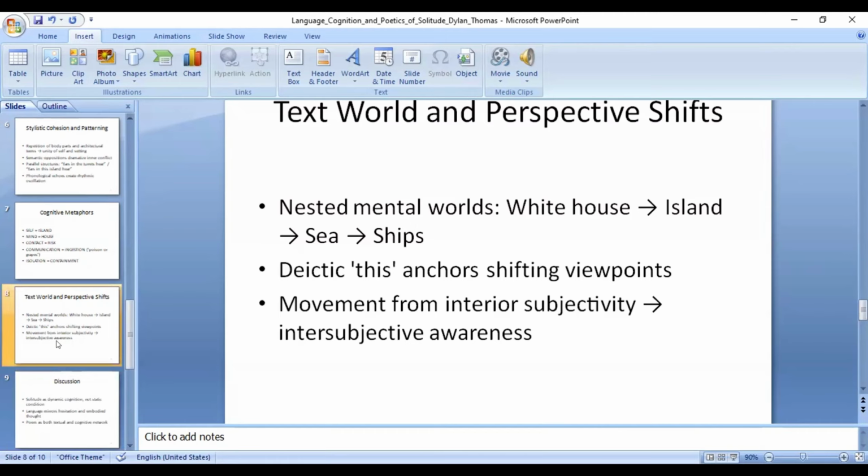Stylistically, Thomas's recursive syntax, lexical cohesion, and phonological patterning generate a textual rhythm that mirrors mental repetition and hesitation. Cognitively, the containment and threshold metaphors such as house, island, door, ships externalize internal states of anxiety, desire, and self-preservation. The poem thereby demonstrates how linguistic form and conceptual structure coalesce to represent thought as movement, perception, and embodied tension.